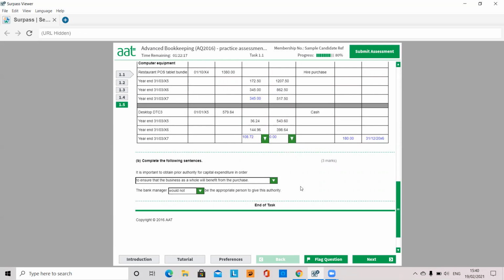It then says the bank manager would or would not be the appropriate person to give his authority. I think the bank manager would be quite happy to give you the authority, wouldn't they? So on that basis, obviously for your business, the bank manager isn't the person who approves it when it comes to the organisation itself. Okay, so that's 1.1.